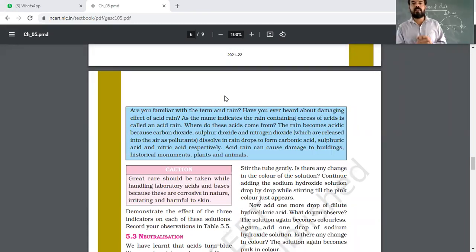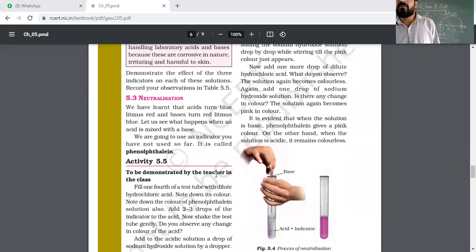I hope you understand acid, base, and the use of litmus paper and pH paper. Now we move forward with neutralization. Whenever you have a substance, whether it is acid or base, the substance which you want to use in your daily life must be neutral.